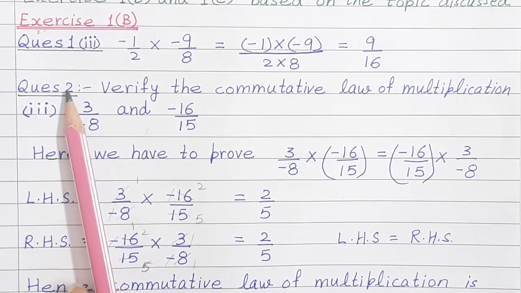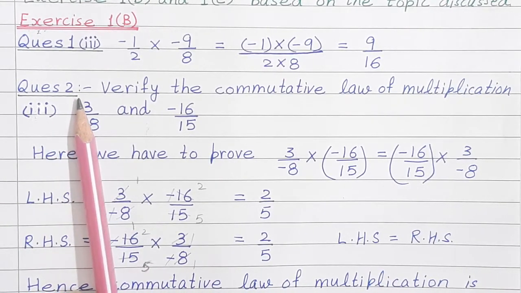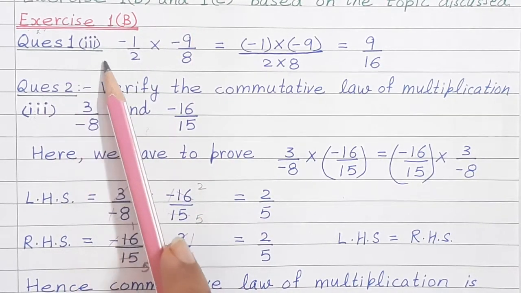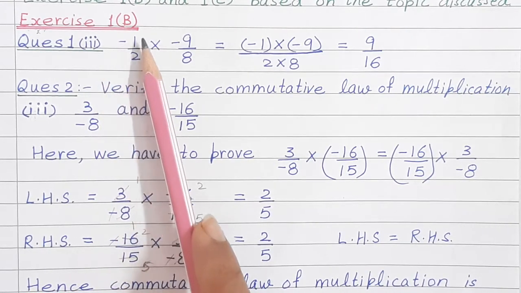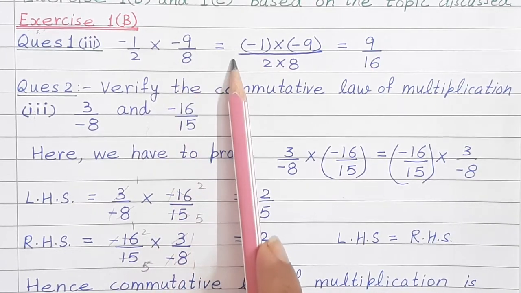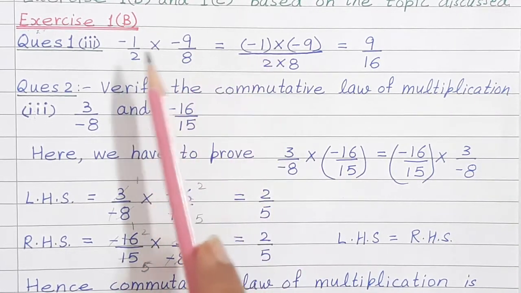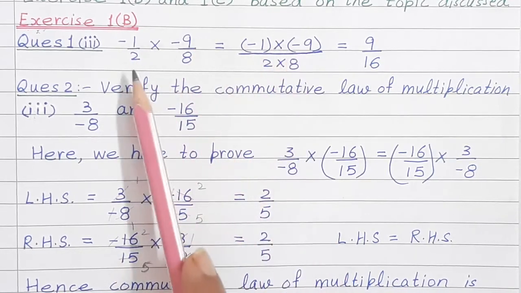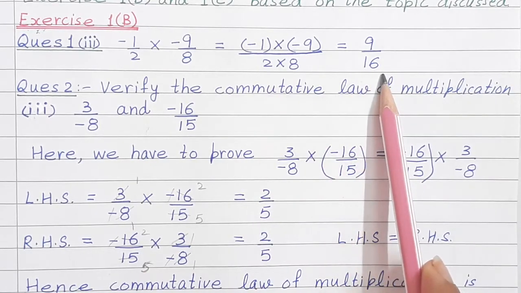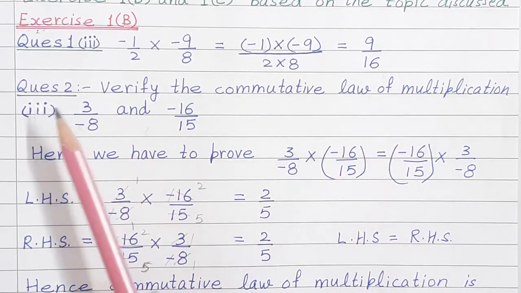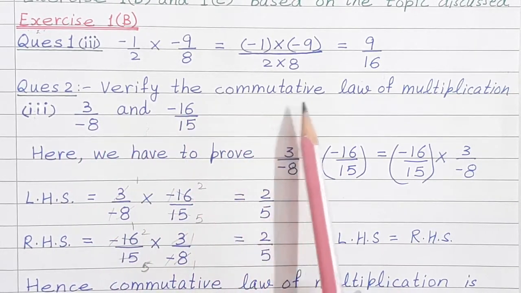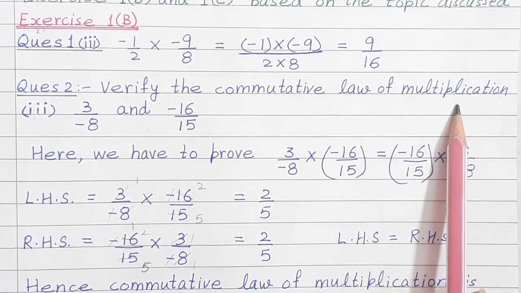Now children, let us discuss few questions from exercise 1B of your textbook. Question number 1, third part is minus 1 upon 2 multiplied by minus 9 upon 8 is equal to, now here we multiply both the numerators and both the denominators. So the answer is 9 upon 16. Right? Now, question number 2 is verify the commutative law of multiplication.